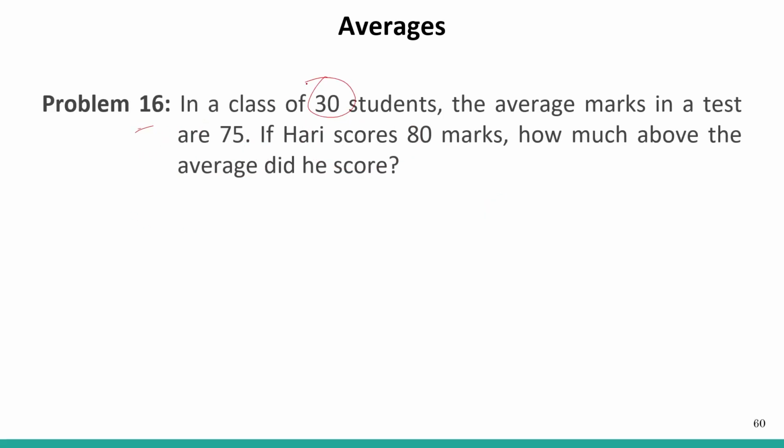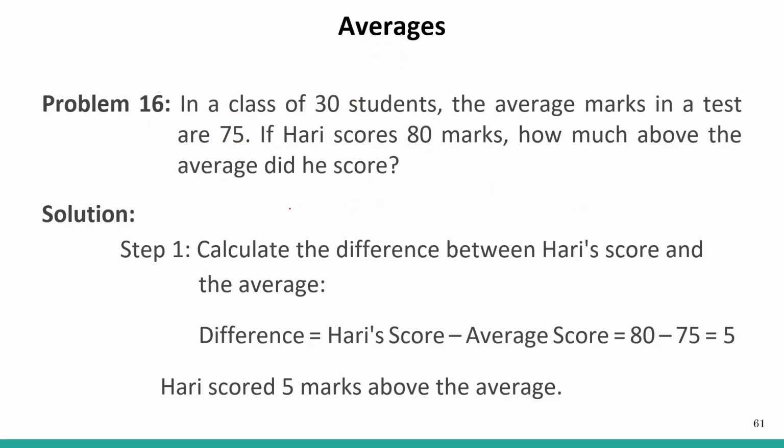In a class of 30 students, the capacity of the class is 30 students, and the average mark in a test was 75. So what will be the cumulative score? The cumulative score will be 75 into 30. If Hari scores 80 marks, how much above the average did he score? Let's calculate the difference between Hari's score and the average. Hari's score was 80 and the average score was 75 for the whole class. So the difference is 5 marks. So Hari scored 5 marks above the average.